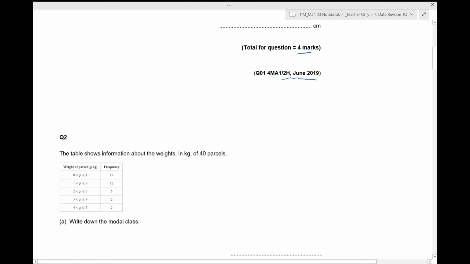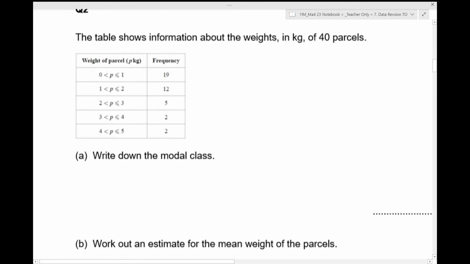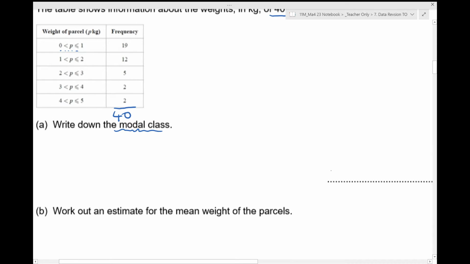Okay, question 2. The table shows information about the weights in kilograms of 40 parcels. Right, there are 40 parcels here. Write down the modal class, the most popular group. Well, there are 19 parcels that weigh between 0 and 1. There isn't a more popular group than that, is there? So the modal group is between 0 and 1 kilogram. Yes, there are 19 parcels in that group, but we write down which the group is, not how many parcels there are in the group. Work out an estimate for the mean weight of the parcels.